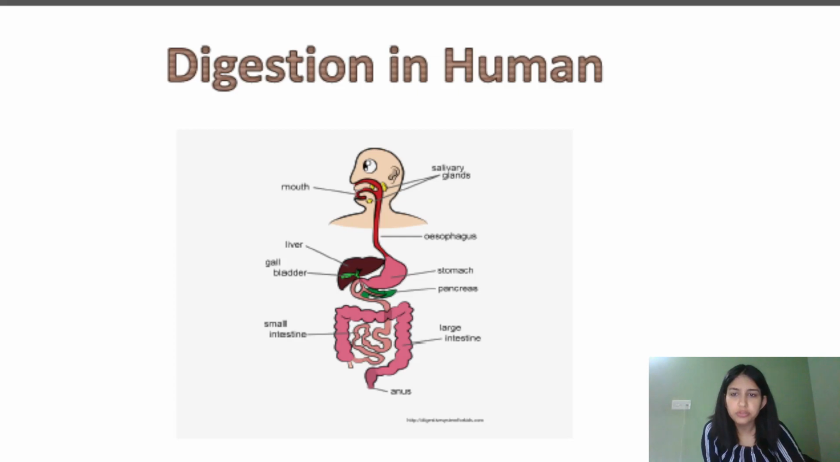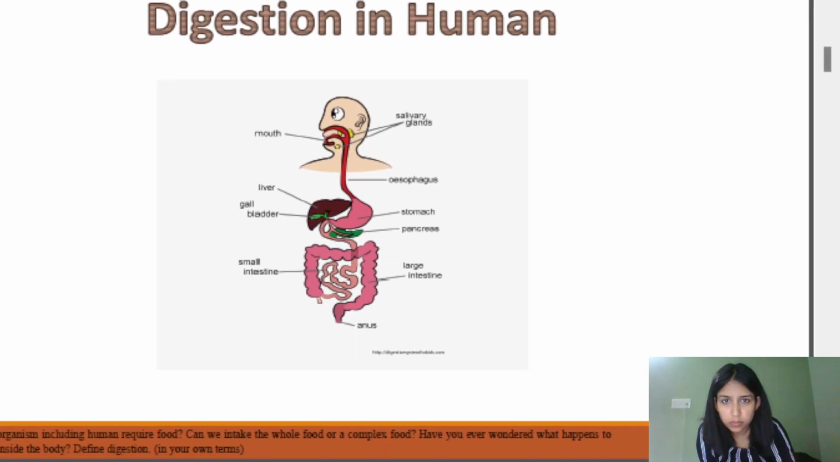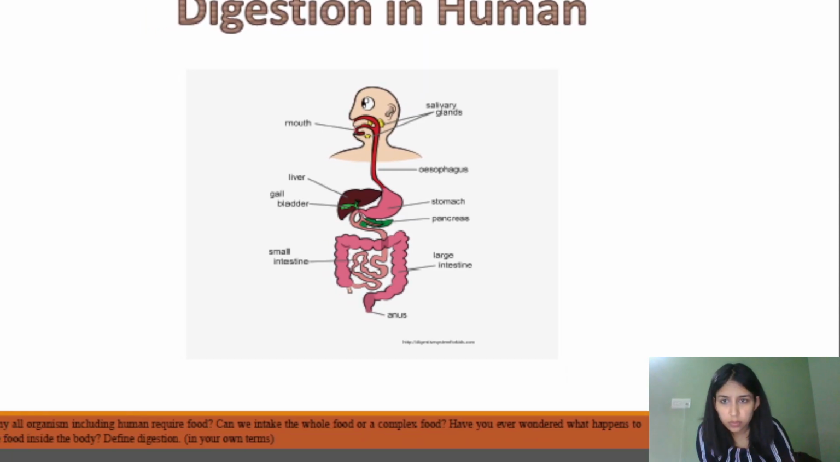Now we will be discussing digestion in humans. You can see different parts. Can you name the parts after reading them? You will try to do that.